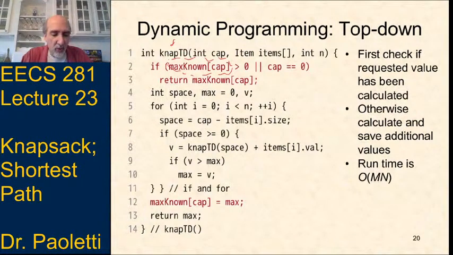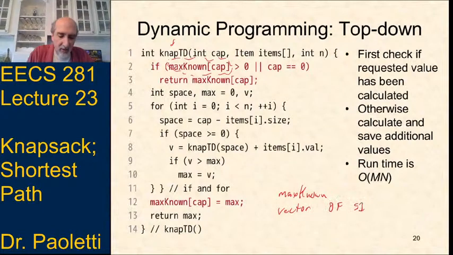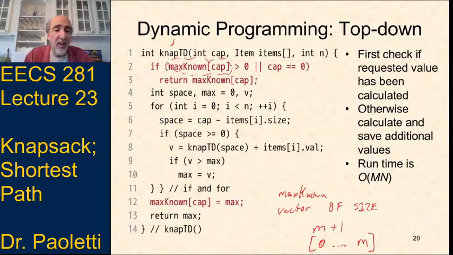So max known is our memo. We've got to figure out how big is our memo and what does it represent? What does everything in it mean? So notice that we do max known square brackets capacity. So max known has to be an array or a vector of size m plus 1. M plus 1 because we want to be able to have capacities in the range 0 up to m inclusive on both ends.